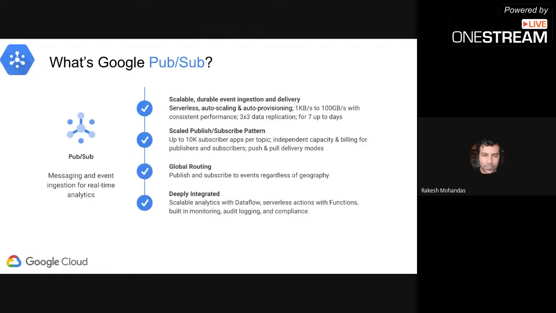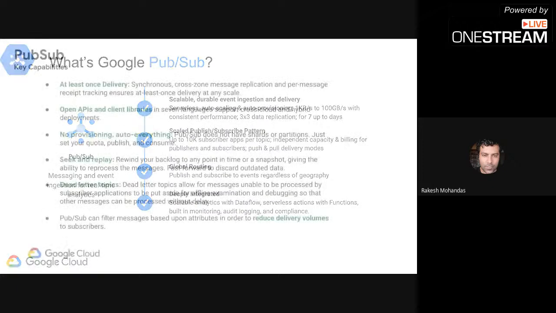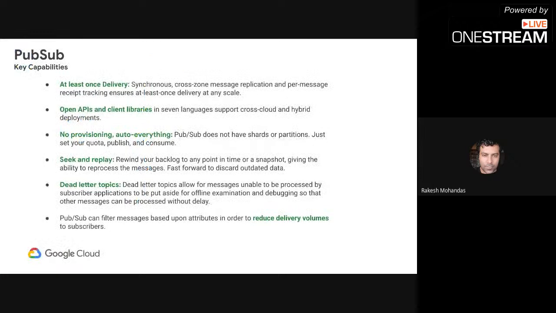It also has global routing, a single endpoint for different applications, which helps to publish and subscribe to events regardless of the geographic location where the data is generated. For example, we might have data generated from the US or from India. You'll see very low latency when you do your analysis, because it is purely a global routing solution. Some of the key capabilities: it has at-least-once delivery, open APIs and client libraries in more than 7 languages. It provides cross-cloud and hybrid deployments. You don't need to provision anything here.